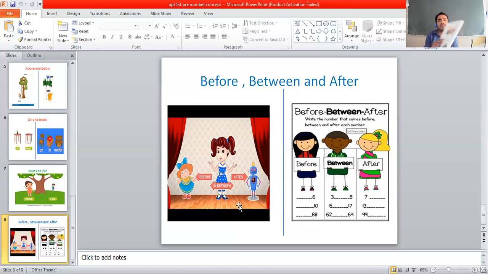Between concept is very very easy. Between concept is middle. Between concept is middle place between. So look at that. So mother and papa and son is there, who is between? So the boy is standing between the mother and father. Look at that, easily, the son is standing between.